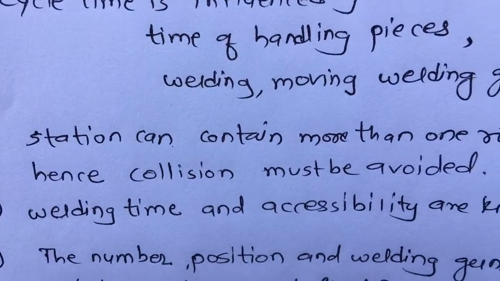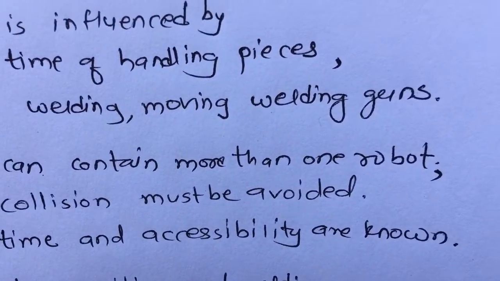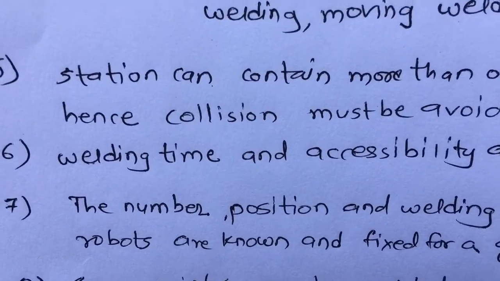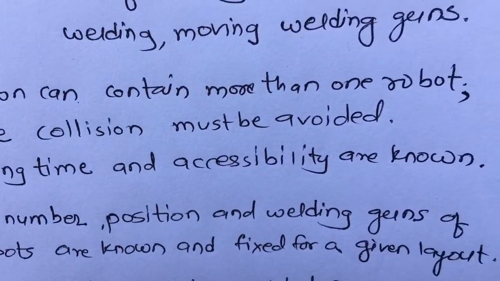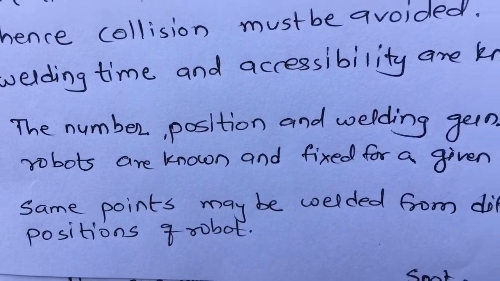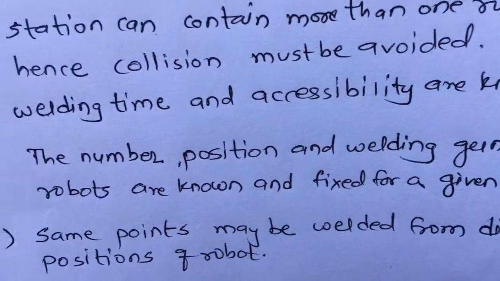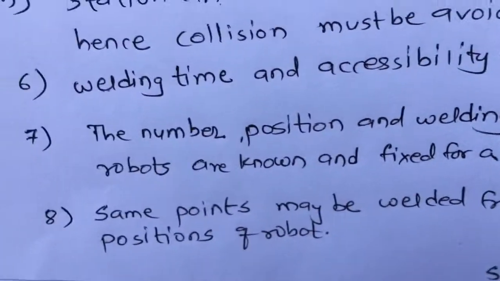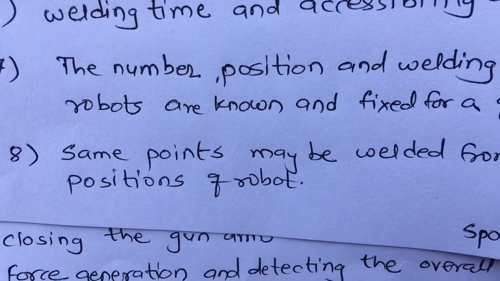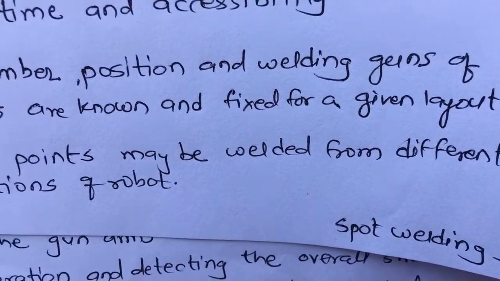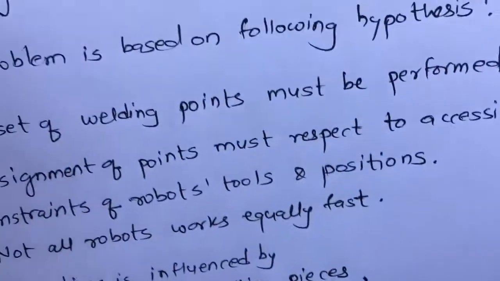The fifth assumption is that the station can contain more than one robot. Hence, collision must be avoided. The sixth assumption is that welding time and accessibility are known. The seventh assumption is that the number of positions and welding guns of robots are known and fixed for a given layout in advance. The eighth and last assumption is that the same points may be welded from different positions of the robot.